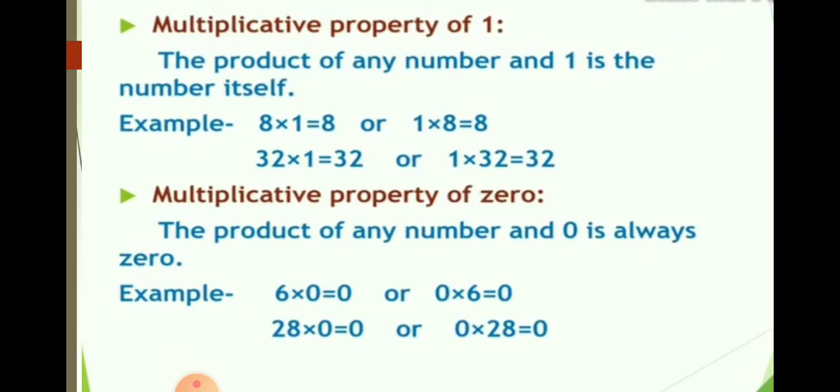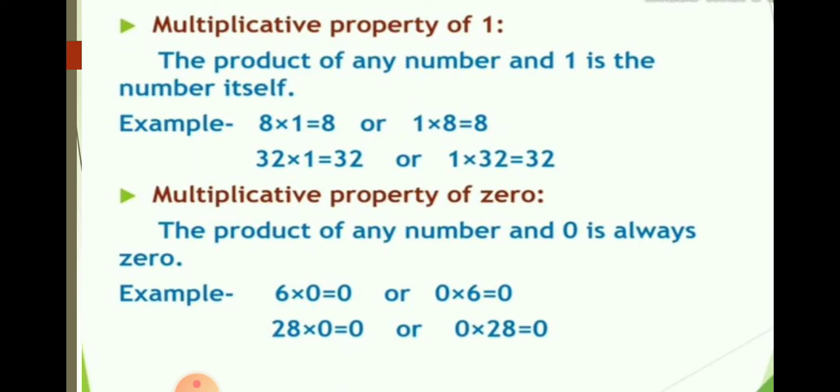Multiplicative property of 1. The product of any number and 1 is the number itself. Let us see. 8 into 1 is equal to 8. Now you can see the number is 8, and when it is multiplied by 1, we are getting the product, the number itself, that is 8. 1 into 8 is equal to 8. 32 into 1 is equal to 32, or 1 into 32 is equal to 32.